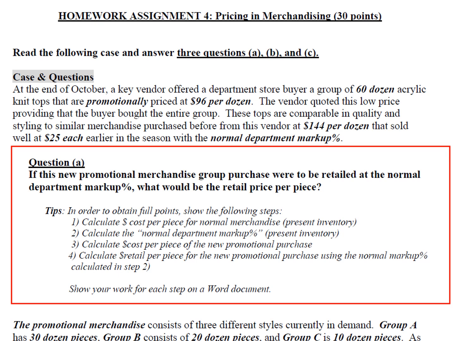So this question is trying to see whether you are able to convert the cost that was given for a dozen to a unit cost, a cost per piece or unit, which is a pretty easy calculation. You just divide the cost per dozen by 12, and that will be the unit cost.